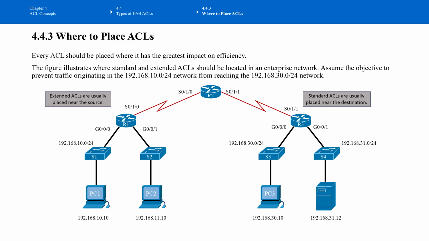We place that near R3, close to the destination. A standard ACL checks only the source address, so placing it near the destination prevents it from unnecessarily blocking 192.168.10.0/24 from reaching other networks.